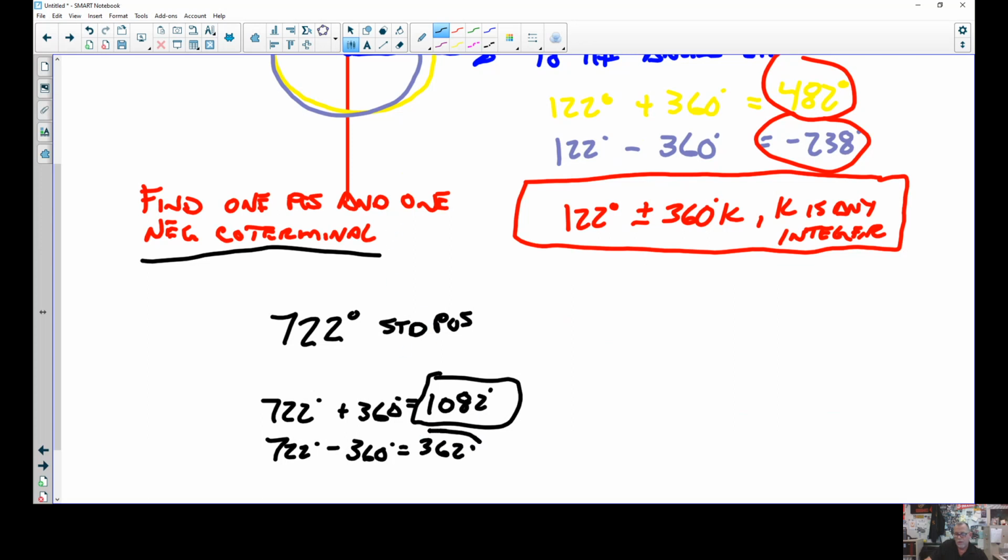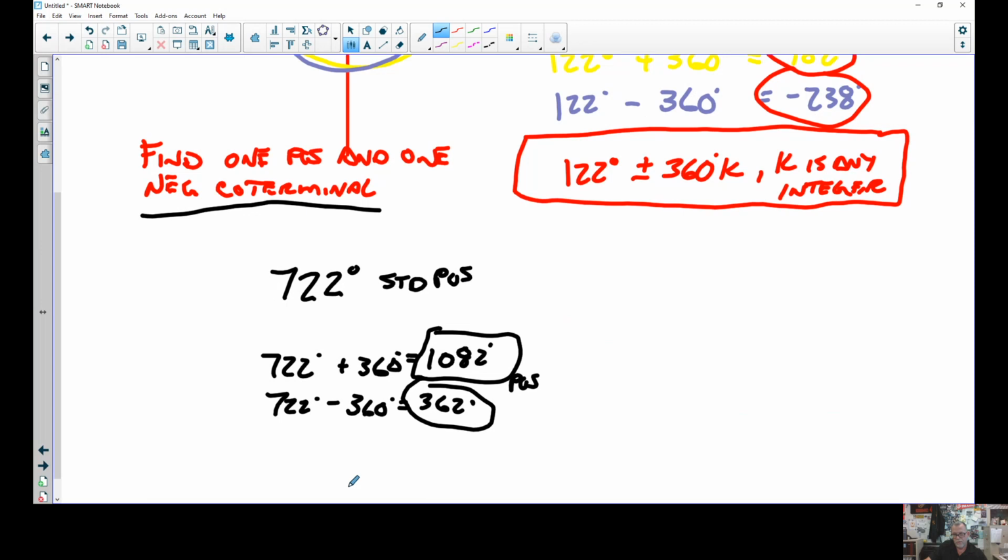So I could have used either one of these, right? Either one of these for my positive answer, but I still need a negative. So let's start at 362 and subtract another 360 degrees. And that would get me down to 2 degrees. 2 degrees, still positive, right? So I've got 3 different ones I could use for positive, but let's keep going.